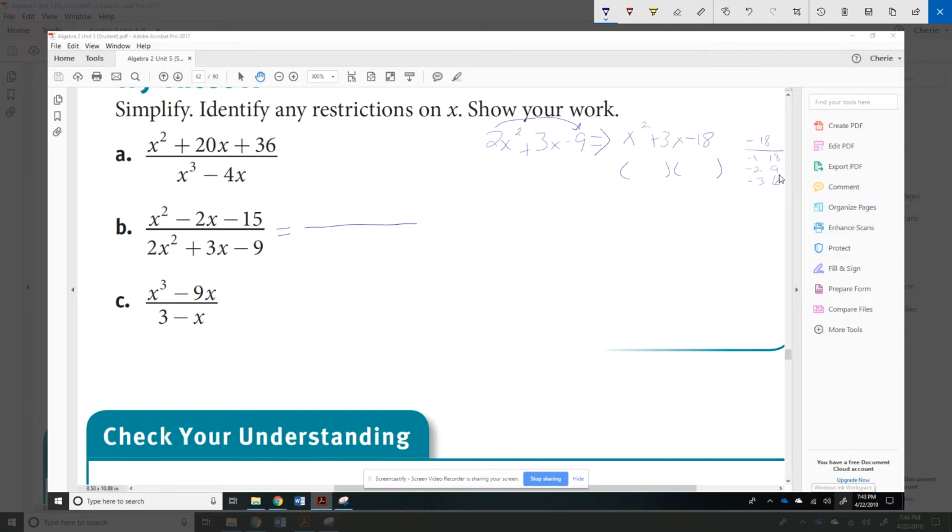So you recognize, or hopefully you recognize real quickly, that these two right here are the pair that we need because they multiply together to give you negative 18, and they combine together, a positive 6 and a negative 3, to give you a positive 3. So this factors x minus 3, this factors x plus 6.